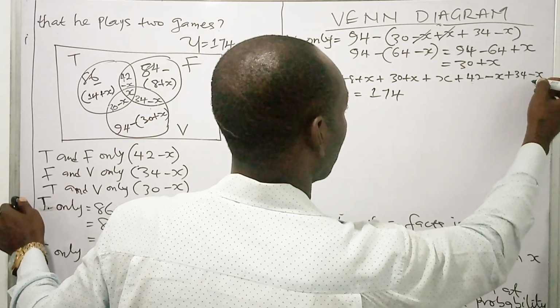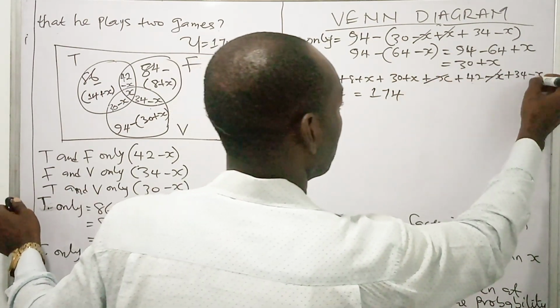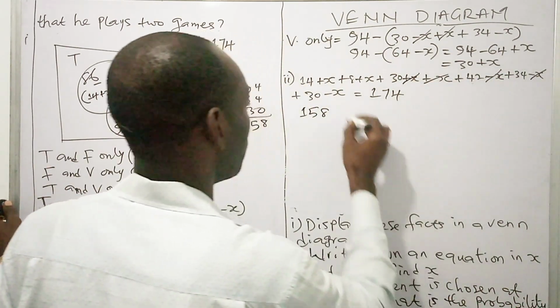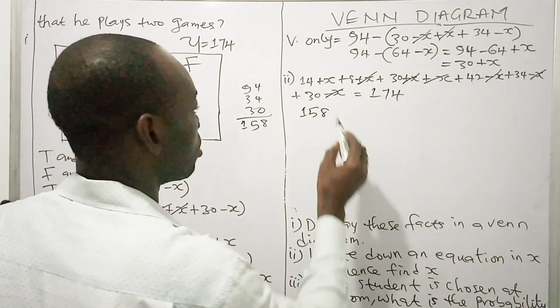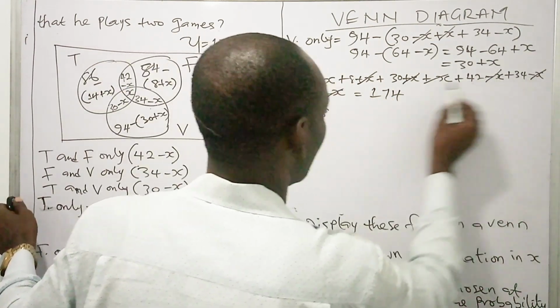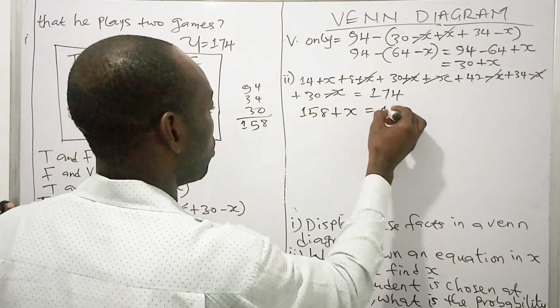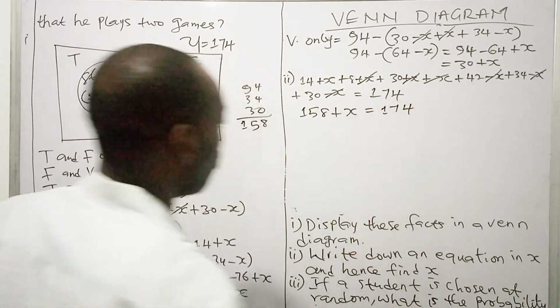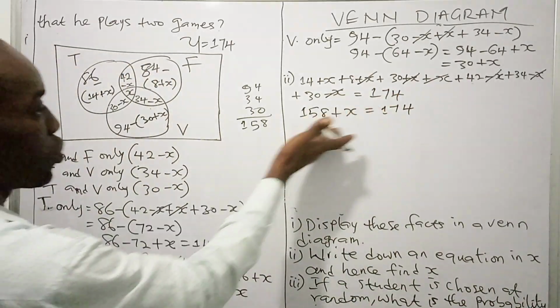Then for the variable x, we have a negative sign here, so this will cancel out one of the positive. This will cancel out one of the positive. This will also cancel out one of the positive. Then the only variable remaining is just one x, plus x. And we equate that to 174. Now we've written down an equation in x, and that's the equation.